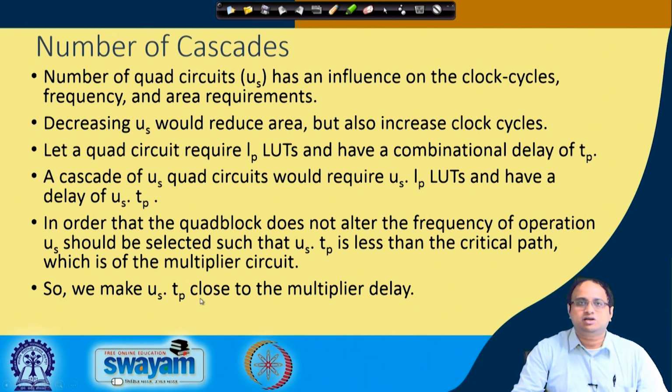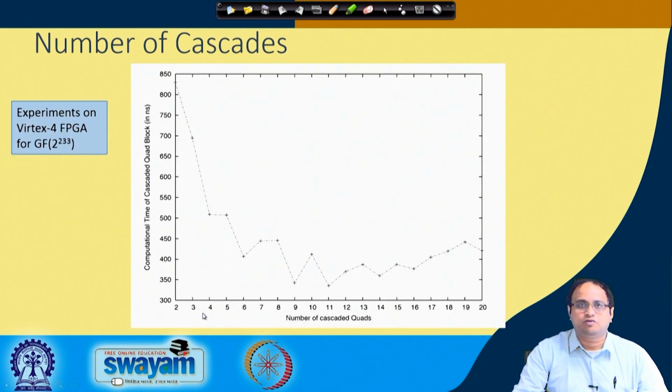This is the criterion that we followed, and here is a plot to demonstrate what happens if I increase the number of cascades, that is US, for example, and if you implement, say, GF(2^233) on a Virtex 4 FPGA, this is probably how your graph will look.